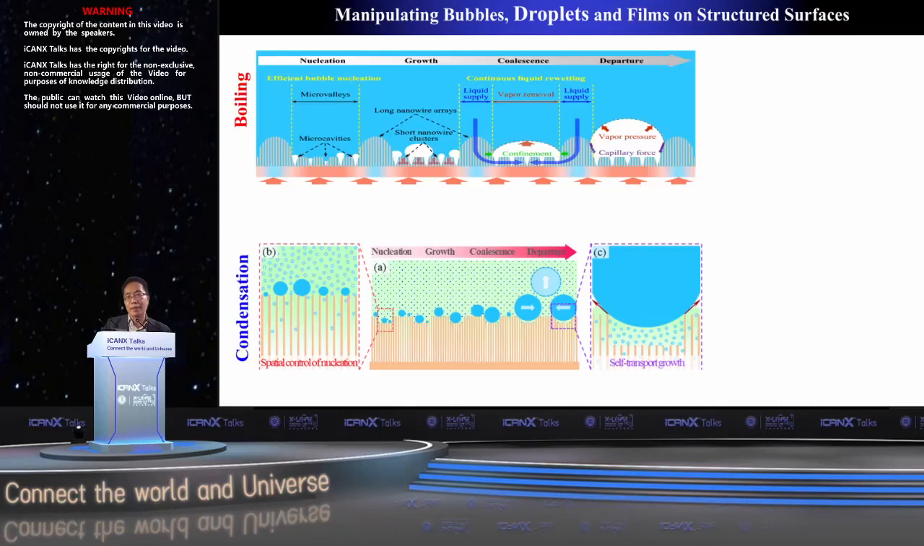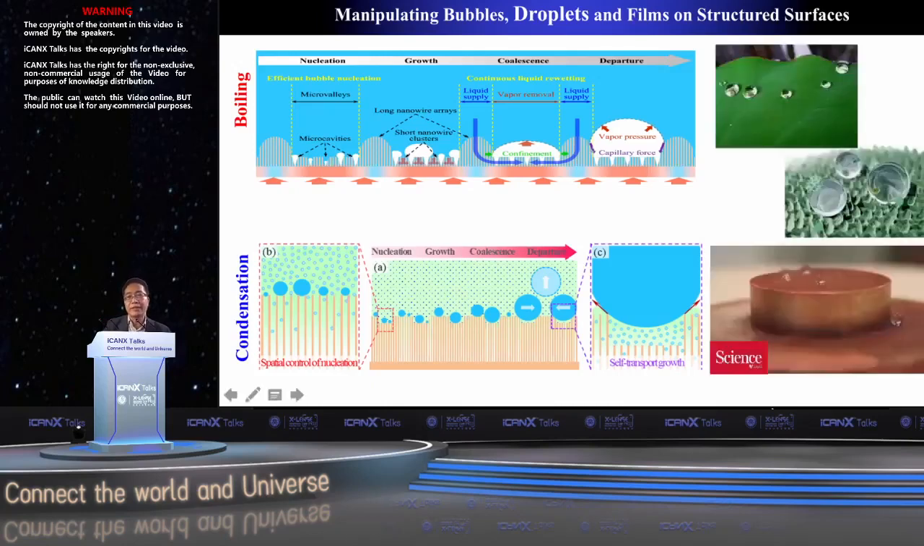And then the bubble just abruptly is gone, right? Departure. Now, the same thing for droplets is exactly the same thing. Nucleation, growth, coalescence, and departure. And all these processes are really closely related, right?